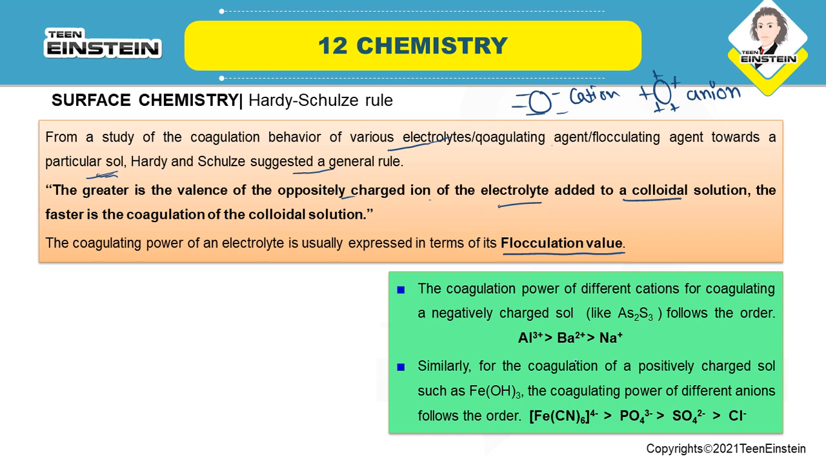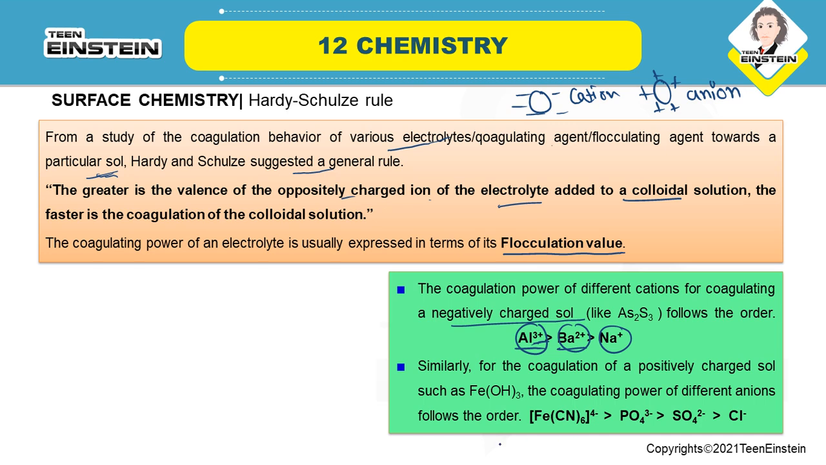We have two examples. First, suppose we have a negatively charged sol, As2S3. Obviously, for the electrolyte that we will be using, we will focus only on the cation. Now suppose you have used aluminium chloride, barium chloride, sodium chloride. These are the cations. As valency is high, their coagulation power is also high. But when coagulation power is high, flocculation value will be low. We will also see the definition of flocculation value.